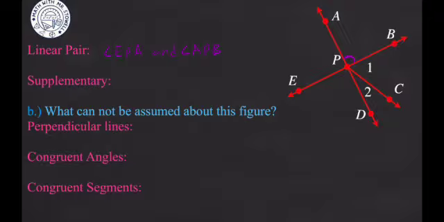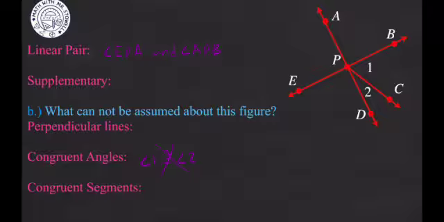We cannot assume that angles are congruent. So for example, we cannot assume that angle 1 is congruent to angle 2. We cannot do that. Not allowed. Okay, so we cannot assume congruence. They have to tell us congruence. We have to be told that it's perpendicular.